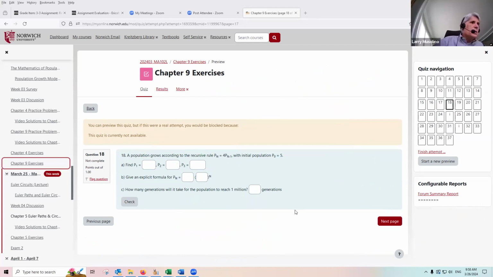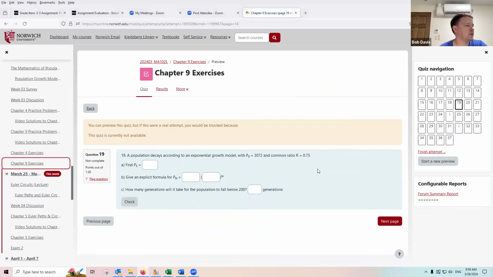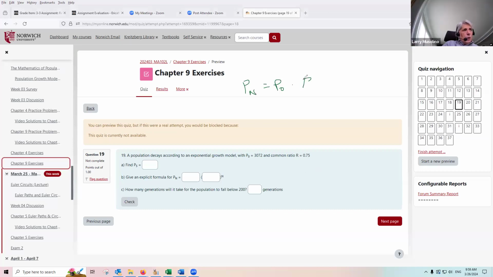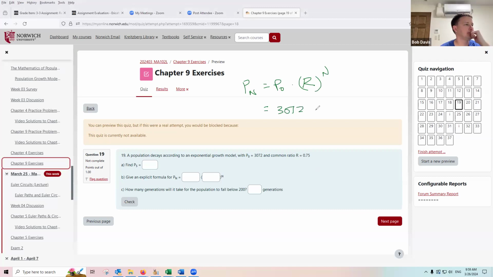Let's see what else. 19 again. I think that's just a rehash of 18. Yeah, and 19 is even a little easier, because when you go to write the explicit formula, remember the explicit formula is P sub 0 times r to the exponent n. Well, they're giving you P sub 0 and they're giving you r. So that makes it easy to write the explicit formula. And then you can answer the other questions.